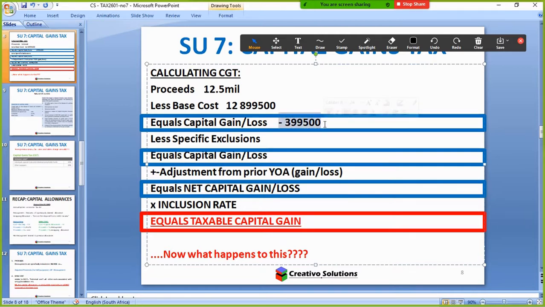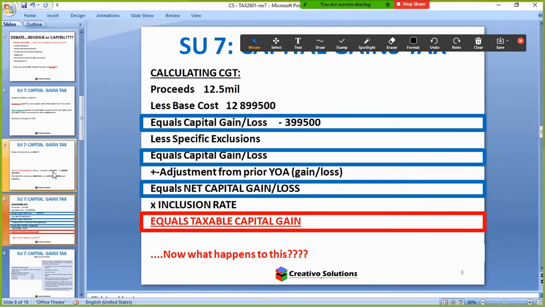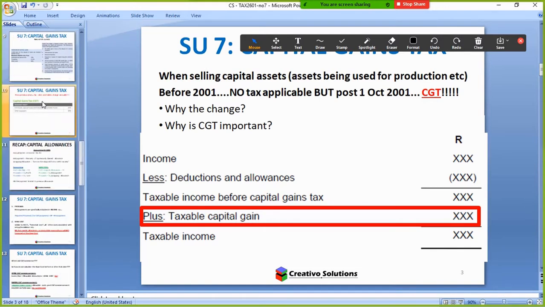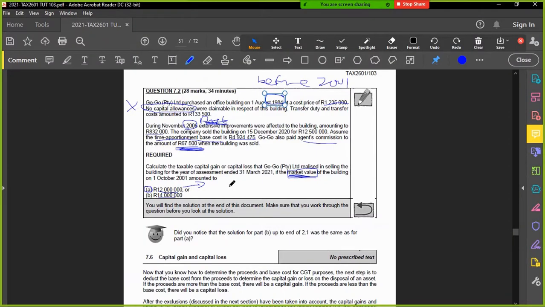Do you agree? Yes. Okay, if it's a capital loss, unless it's ring fenced, you will still times it by the inclusion rate. Do you agree? Yes. Okay, so 80% of this will be included as part of the taxable capital loss that will be here. Does that make sense? Yes. Did you get that? Yes. Okay. All right. So we've answered number 1.